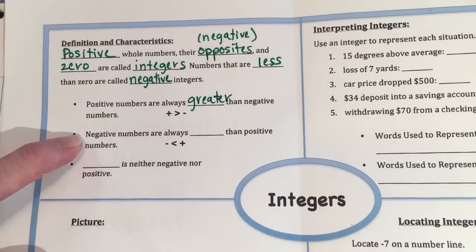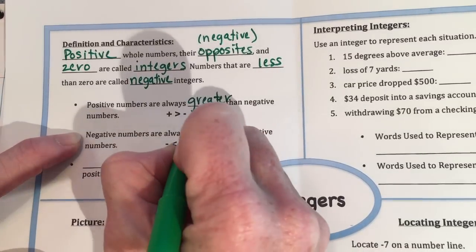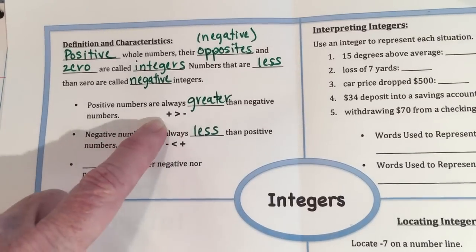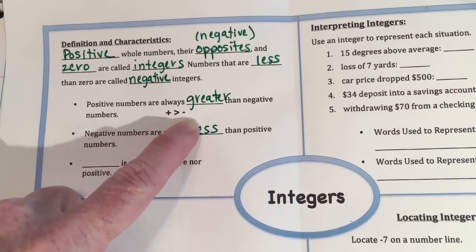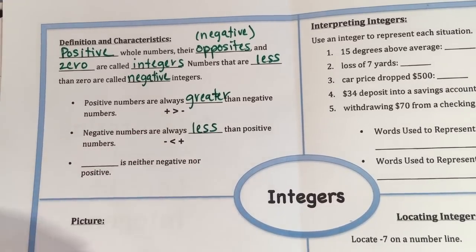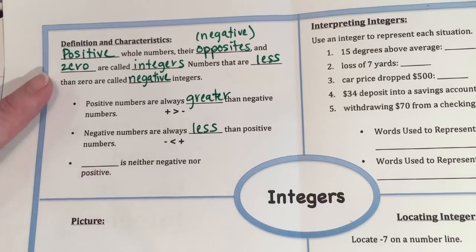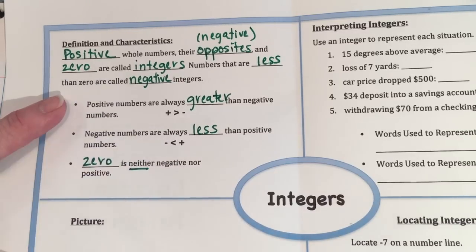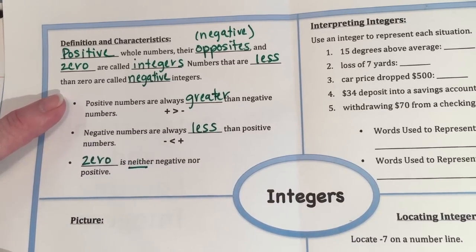The opposite is also true. Negative numbers are always smaller or less than the positive numbers. And these are just symbols for that. A positive is greater than a negative, and a negative is less than a positive. And then the only number that's a little different is 0, because it is neither negative nor positive. It's just right there in the middle.